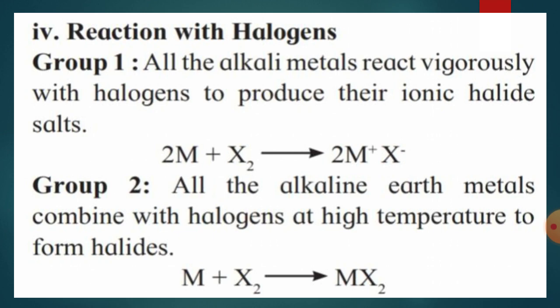While when group 2, that is the alkaline earth metal, is reacted or combined with halogen at high temperature, it gets converted into the respective metal halide. So when any metal of group 2 is reacted with any of the halogens, it gets converted into metal halide. In group 1, when these alkali metals react with halogen, they produce their ionic halide salt, while group 2 elements, when combined with halogen at high temperature, get converted into their respective metal halide.